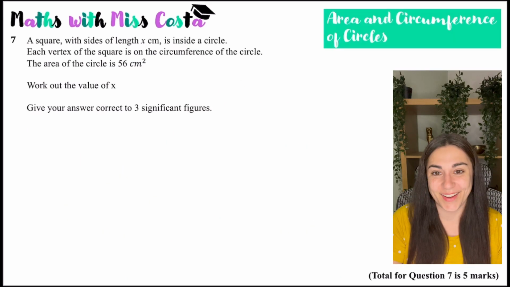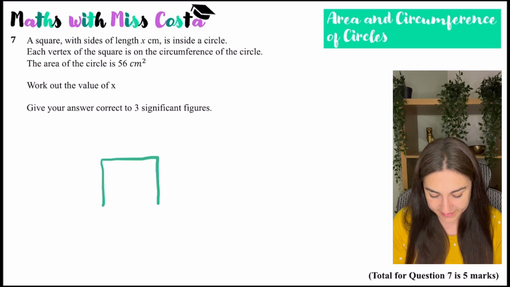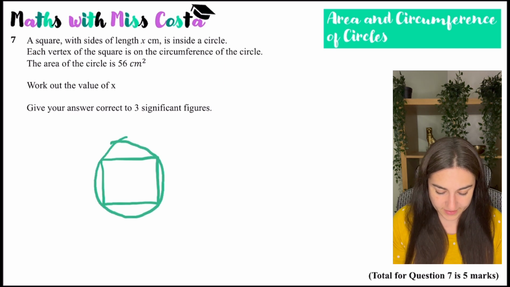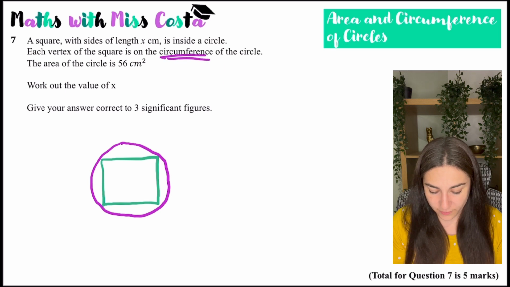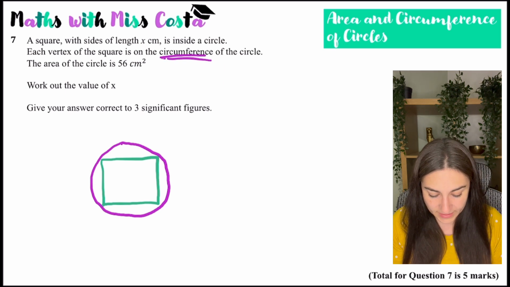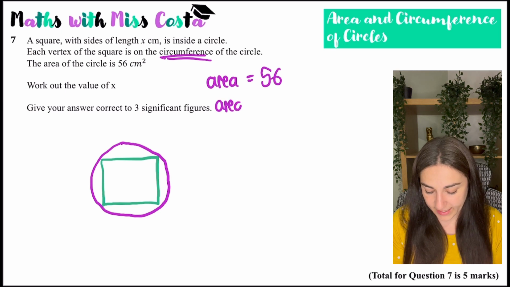Okay, so here you are told that a square with sides of length x centimetres is inside a circle. Let's just roughly draw something. There we go. Inside a circle, each vertex of the square is on the circumference, that's why it's touching it. And I know that the area of the circle is 56. So how do I work out the area of a circle? Area is pi times by radius squared.